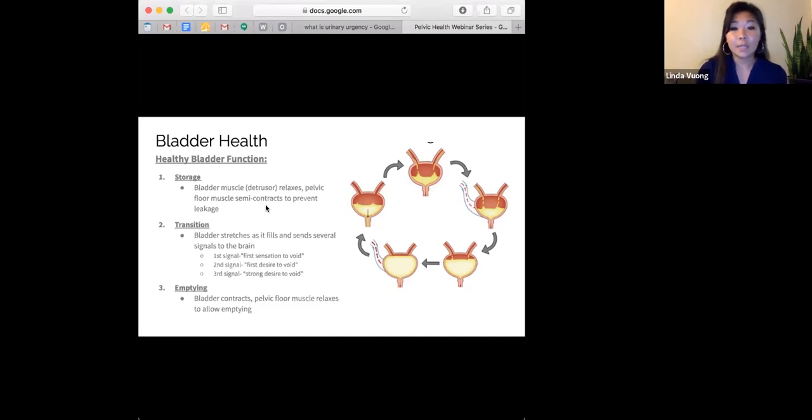And the last phase is emptying. You get into the restroom and you shut the door, you pull your pants down. When we sit down to void, your bladder is actually contracting. It's actually a reverse role. The bladder contracts to squeeze out all the urine, and your pelvic floor is supposed to relax to allow the emptying. It kind of goes back to what Q will talk about next week in regards to pushing.